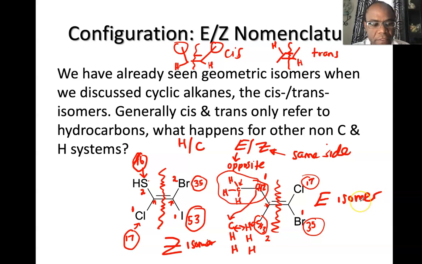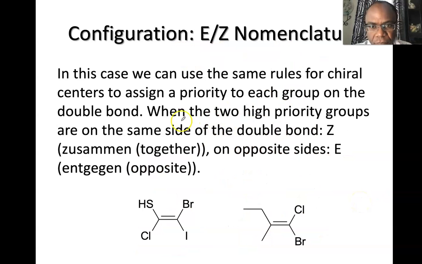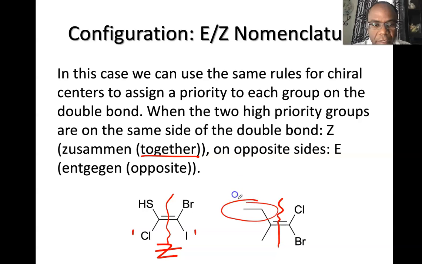So that's the process. And of course, that's what's being explained here. So we found out that the high priorities will be these ones. The first priorities are on the same side, they're together, so we call this the Z isomer. Here, high priority is on the opposite side, so we call this E, from entgegen, which means opposite, according to these two German words. That's where the Z and E come from.